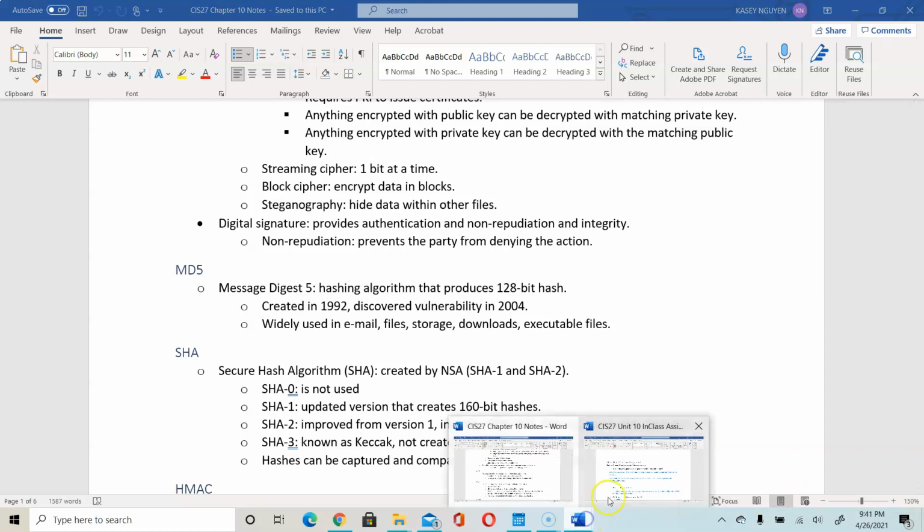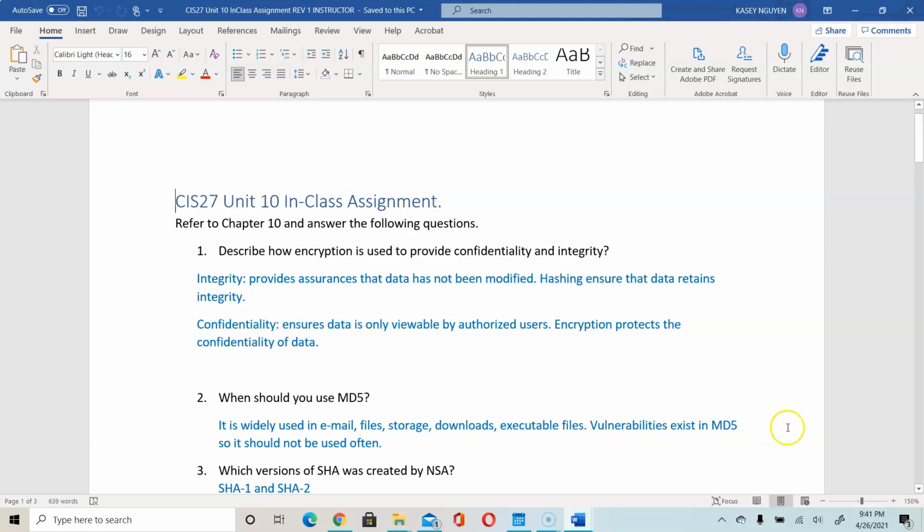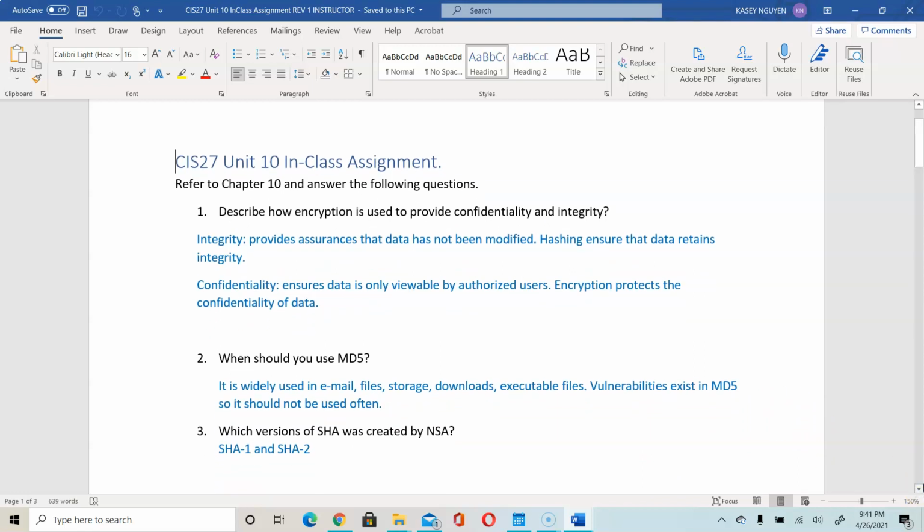Now, in our assignment, it asks which version of SHA was created by the NSA, and we know that version 1 of SHA and version 2 of SHA were created by the NSA.